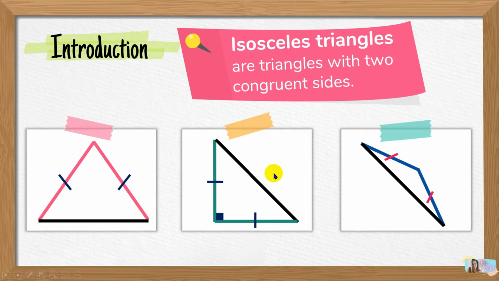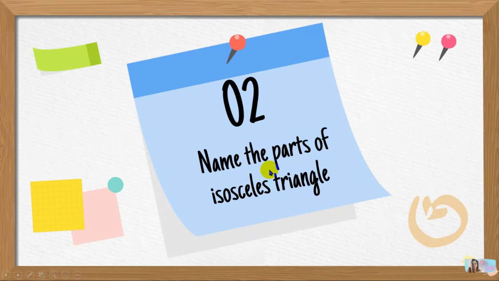Okay? So just like the right triangles in our previous video, may iba't ibang tawag tayo sa parts ng isosceles triangles. So, bakit nga ba kailangang malaman ang tawag or ang mga pangalan ng mga parts na to? This will help us when it comes to our second part, which is about the theorems and the solving of the missing measurements of the isosceles triangle.